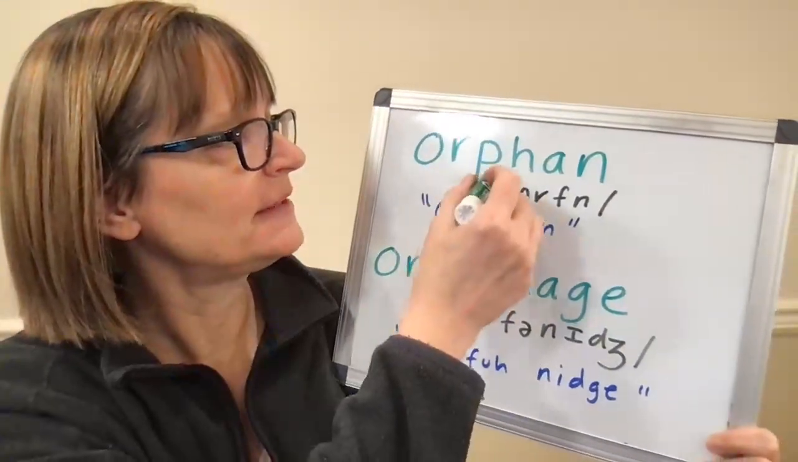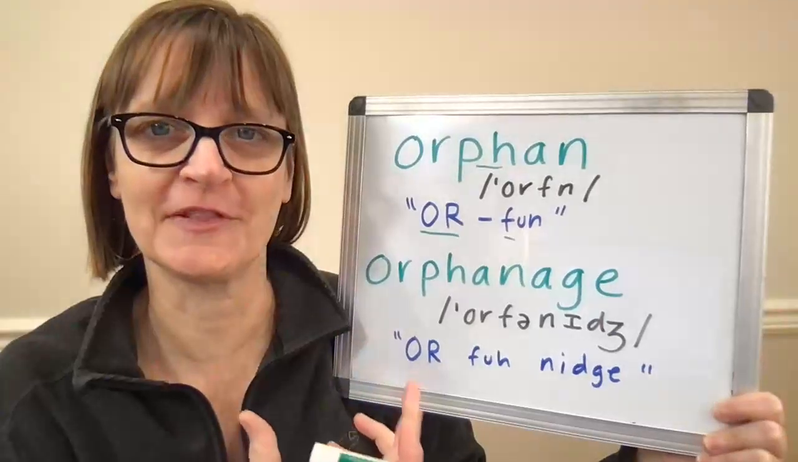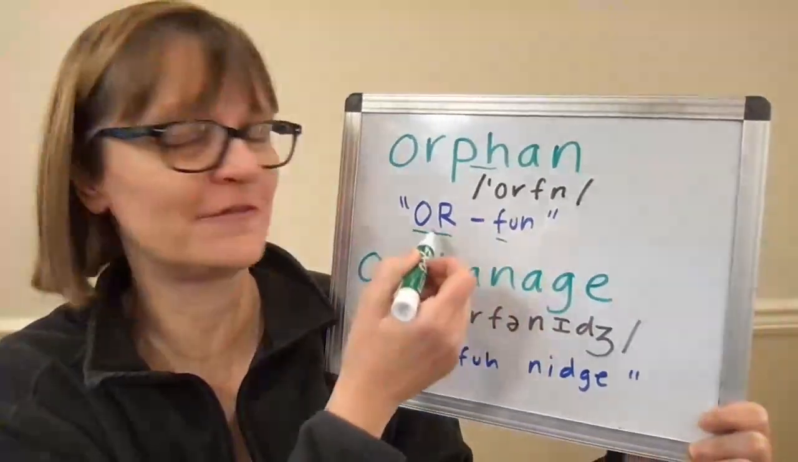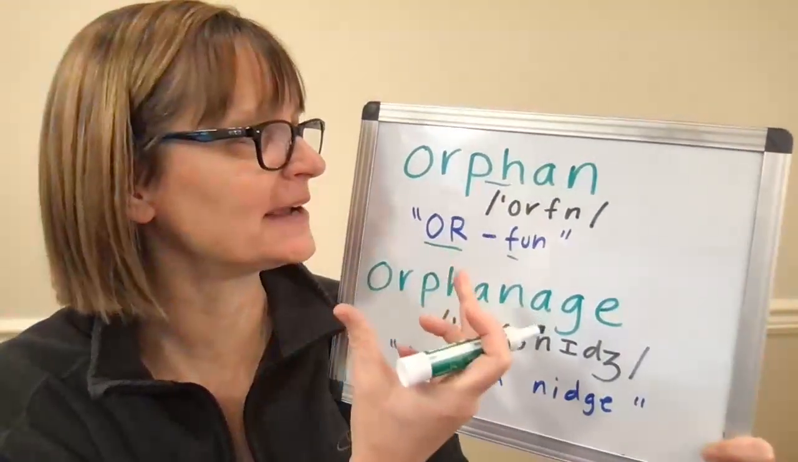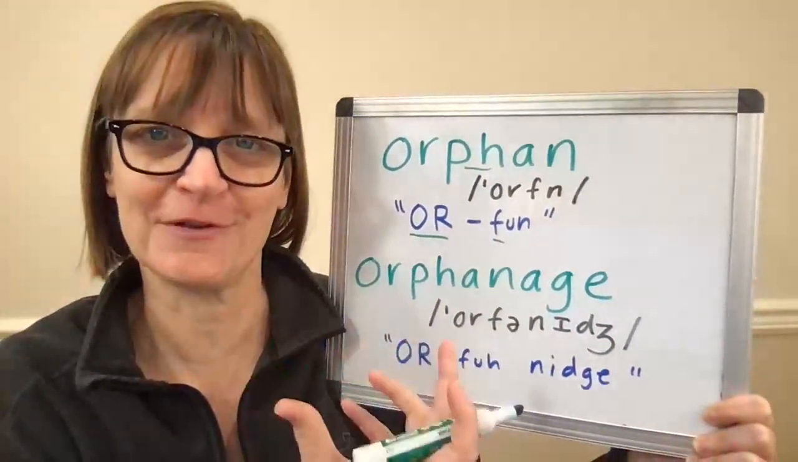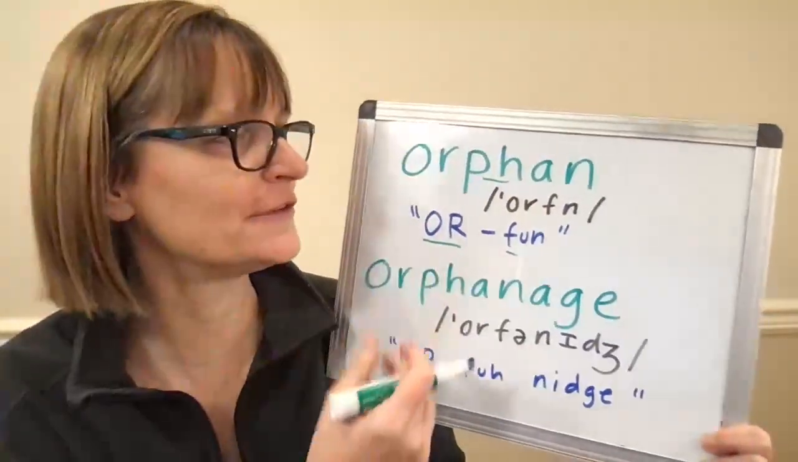Then the letters PH say the F sound, which we often spell with letter F. So I've rewritten that for you here with a different spelling to help you understand that spelling and sound. It's less common, of course, to have PH, but we have that in words like phone and orphan.